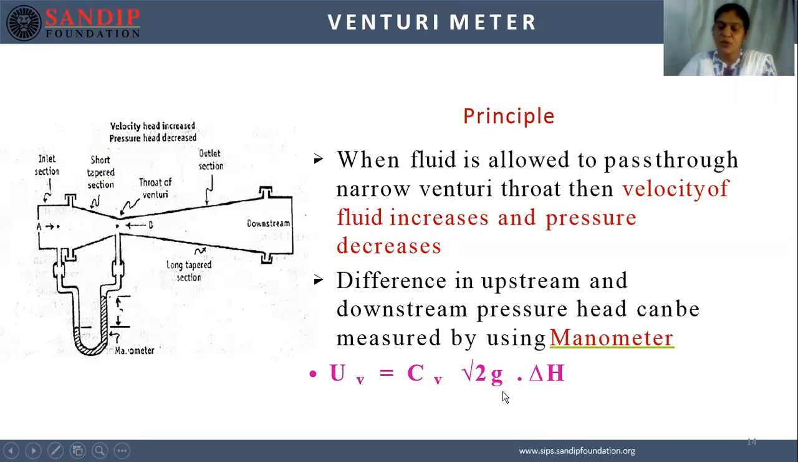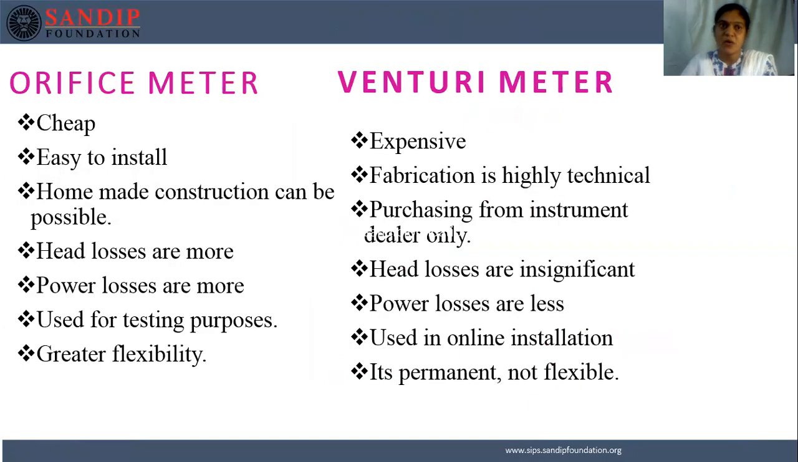So this is all about the Venturimeter. Next, we'll see the difference between the orifice meter and the Venturimeter. If you see the difference, the orifice meter is nearly cheap, whereas the Venturimeter is expensive. So why is there this difference?